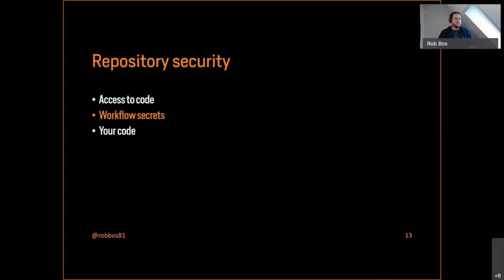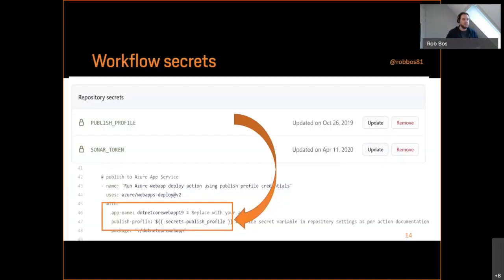Let's look at workflow secrets. If you have used actions before, then you know that you can include workflow secrets as well. You can create them either at the organization or repository level and then rather easily use them in your workflow. In this case, I'm pulling in a secret, named the publish profile, and GitHub injects that for me when the workflow is being run.